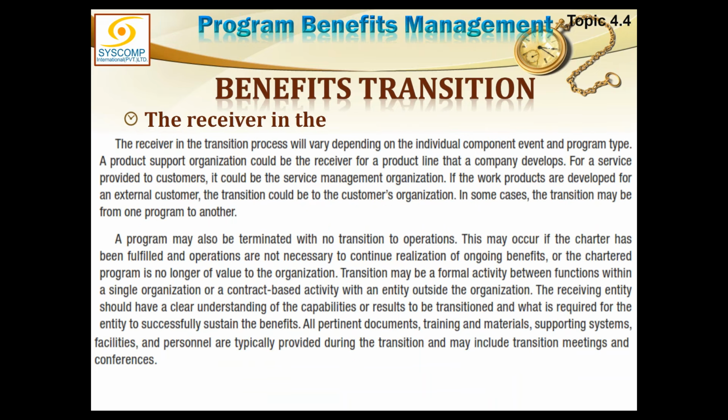The receiver in the transition process will vary depending on the individual component, event, and program type. The product support organization could be the receiver for the product line that a company develops. For a service provided to a customer, it could be the service management organization. If the work products are developed for an external customer, the transition could be to the customer organization. So you must be very clear to whom you are transitioning. You must be very clear about it.